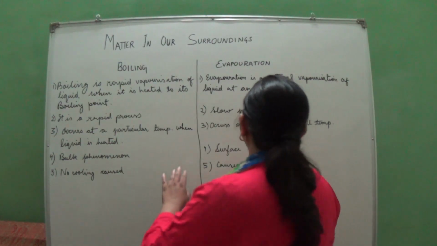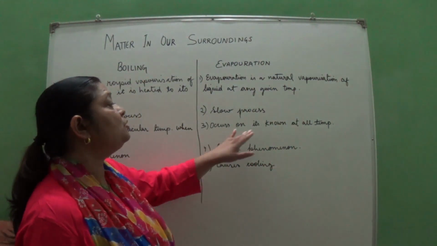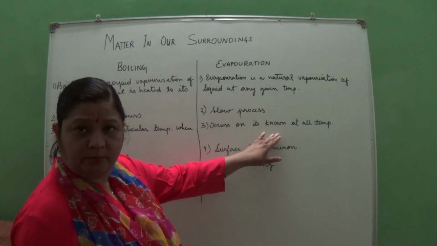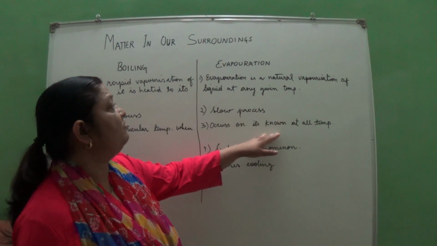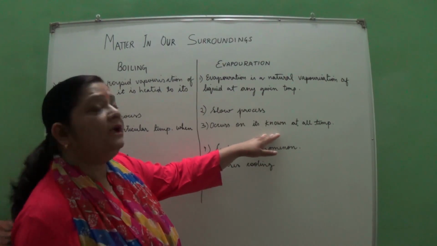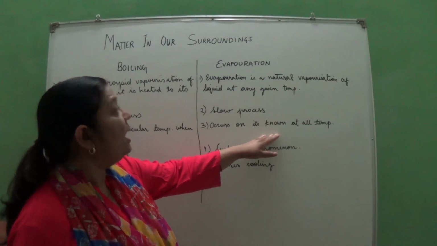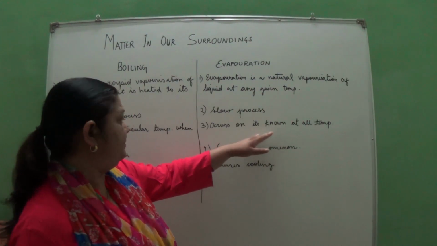But when we talk about evaporation, it can occur on its own and at any temperature, isn't it? If the room temperature is more, naturally evaporation will be faster. If the room temperature is less, the evaporation will be slow. There are certain factors on which this evaporation depends.